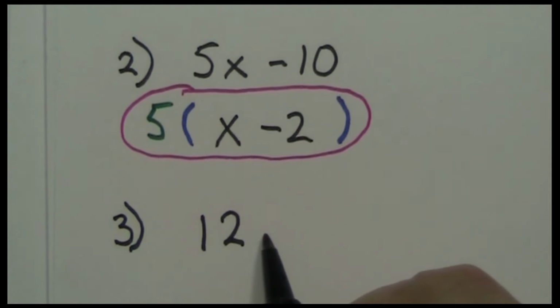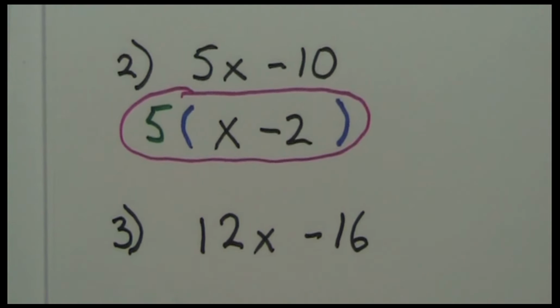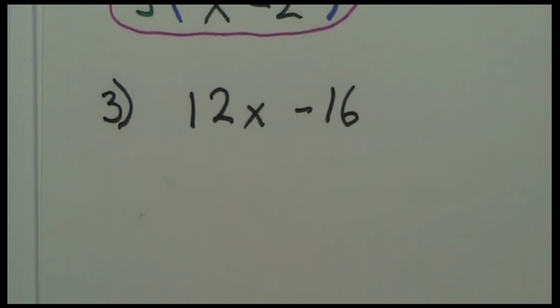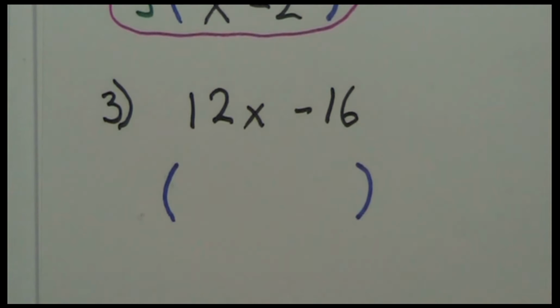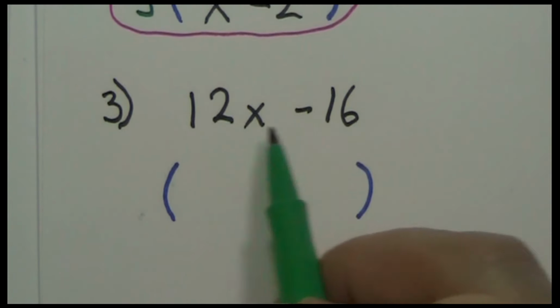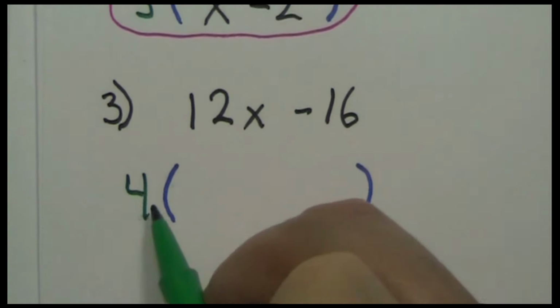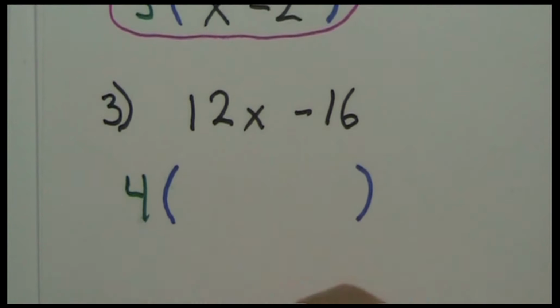Okay, number 3. So 12x minus 16. First, I'll put my parentheses there. All right, so now we have to decide what's going to go into 12 and 16. What goes into both 12 and 16? The biggest number? That would be 4. This is the greatest common factor that goes into both 12 and 16, is 4.